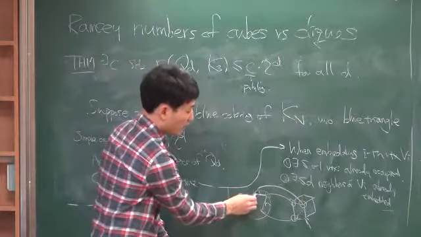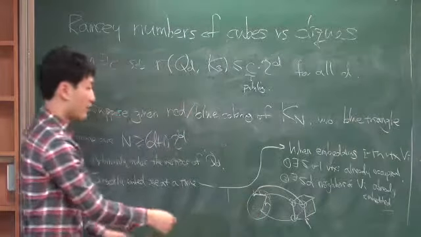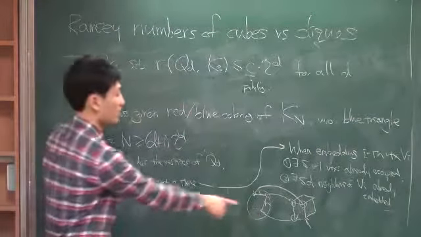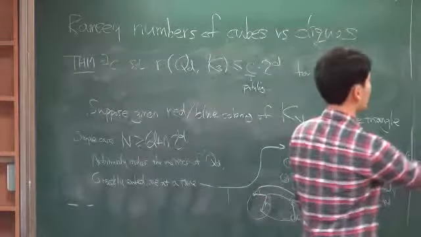So, how many vertices can this forbid? And how many vertices can this forbid? It's at most a max degree. It's at most a blue degree of this vertex. Okay, so that observation is there.